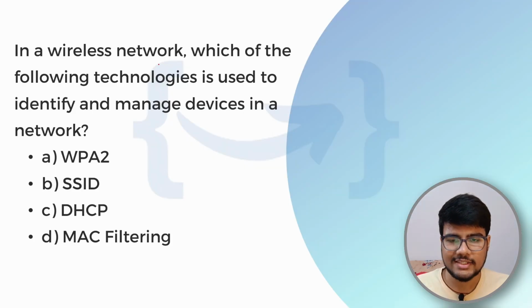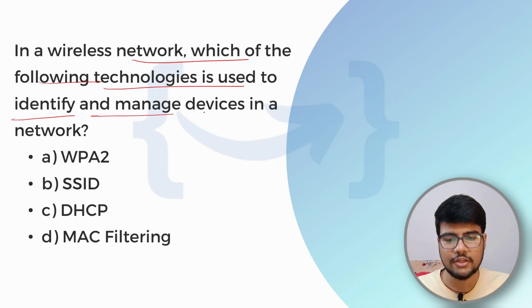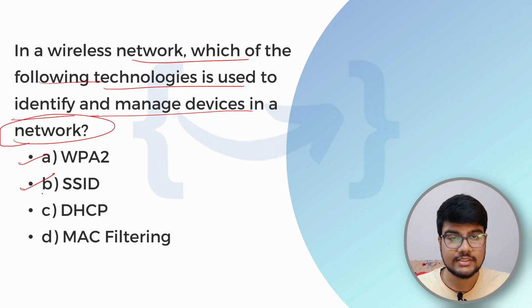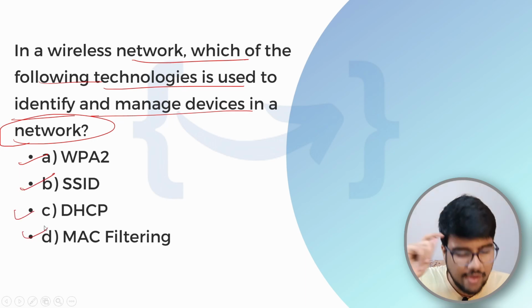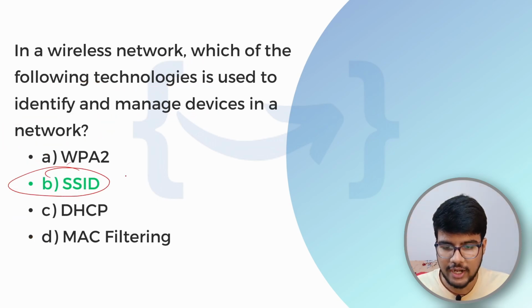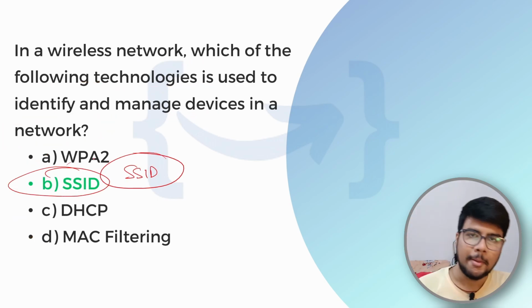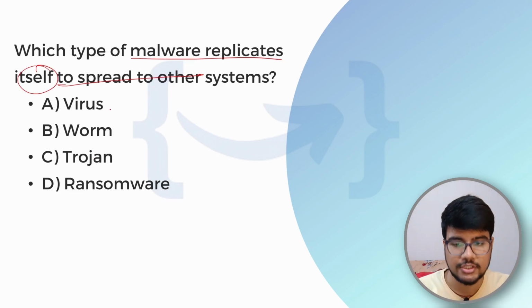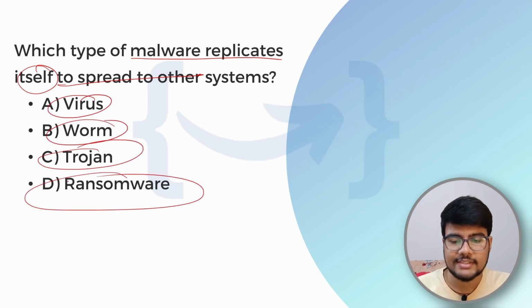Now, in a wireless network, which of the following technologies is used to identify managed devices and networks? WPA2, SSID, DHCP, or MAC filtering. As you have studied from my network cheat sheet, you have marked this question right, which is SSID. Bingo. Now, which type of malware replicates itself to spread to other systems? Let me know: virus, worm, Trojan, or ransomware.